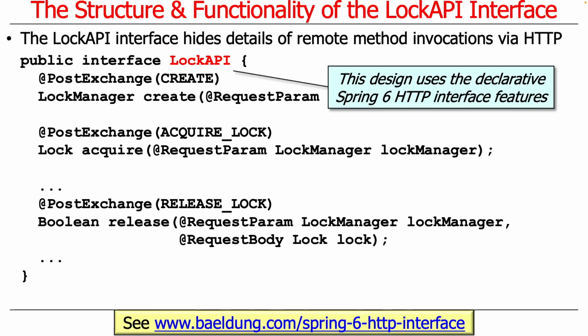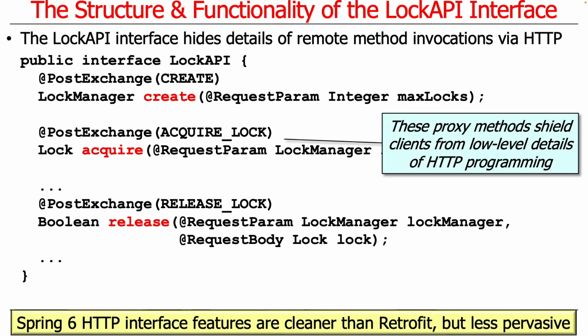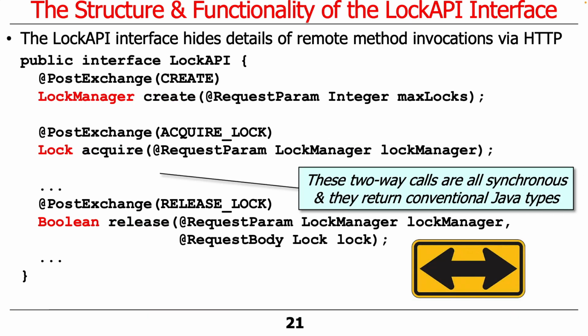So this is an interface using this Spring 6 HTTP client interface feature or interface client feature. And you can see here that we have a bunch of methods we define: create, acquire, release, and so on. They look very, very similar to what we have on the server side. And they shield you from the details of all this stuff.